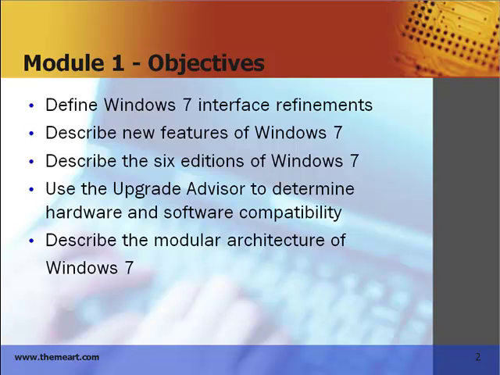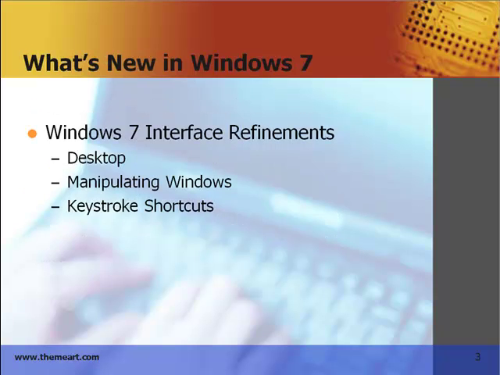So first we're going to take a look at what makes Windows 7 different. And so we'll look at some of the refinements to the Windows 7 interface. We'll talk about the features that are brand new to Windows 7. That's going to be one of our primary focuses of the test, is what is unique to Windows 7. We'll then talk about the 6 editions of Windows 7. Also, we're going to take some time to look at upgrade options, which aren't just tested in here, but will also be heavily tested by Microsoft.